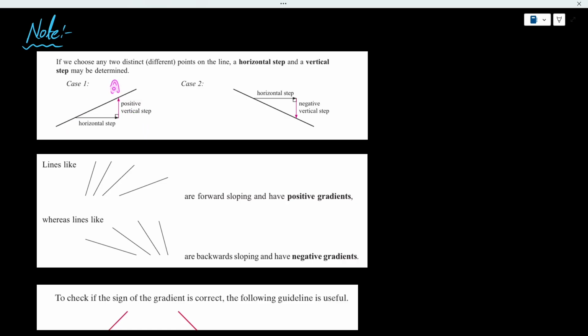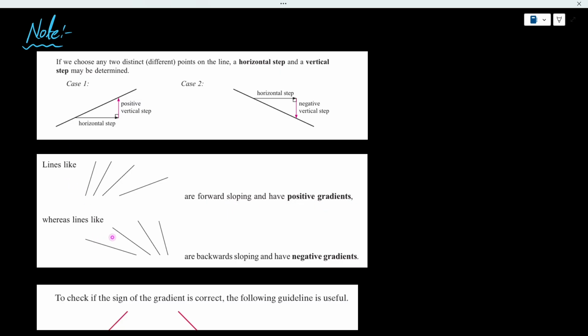Now if you are coming here from point A to B, this is going to be negative and this is also negative, and negative divided by negative is also positive. So any forward slope here always will give you the positive gradient.